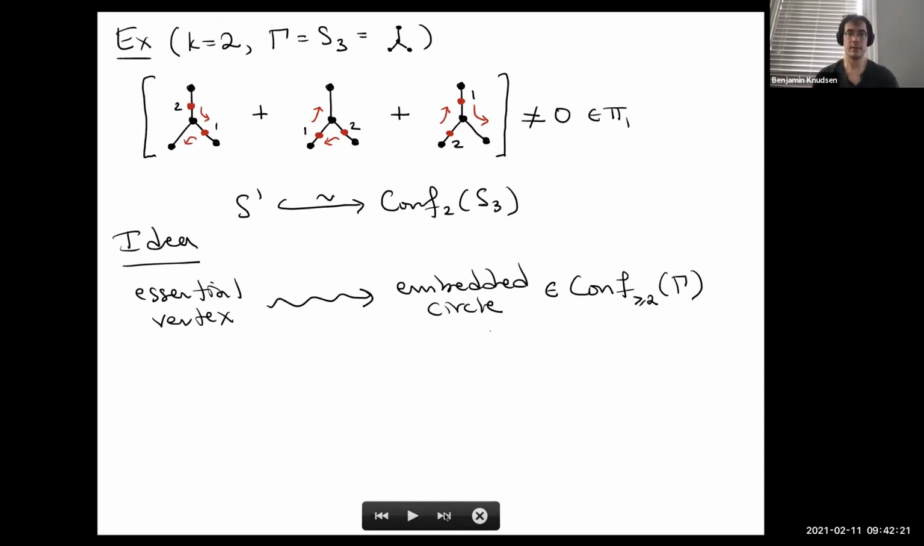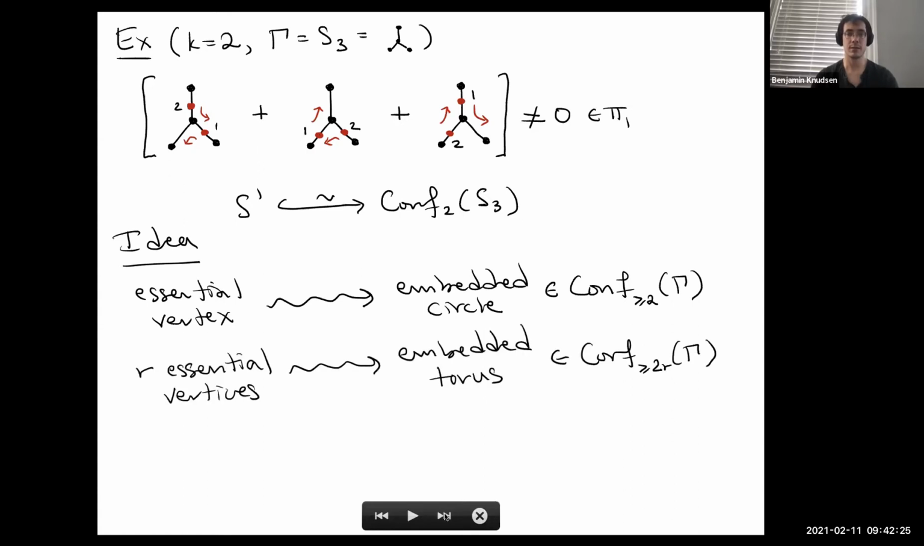Okay. And well, if you have more than one essential vertex, then you get an embedded torus. You can let 2 particles hang out near one of the vertices and 2 other particles hang out near another of the vertices and so forth.